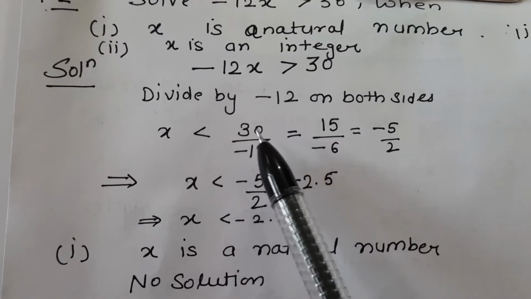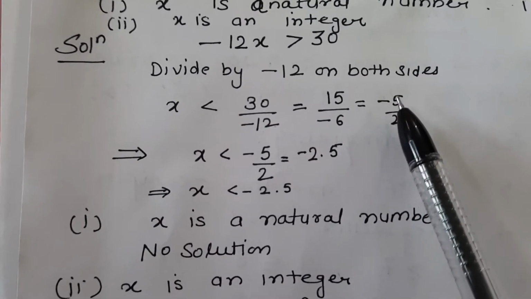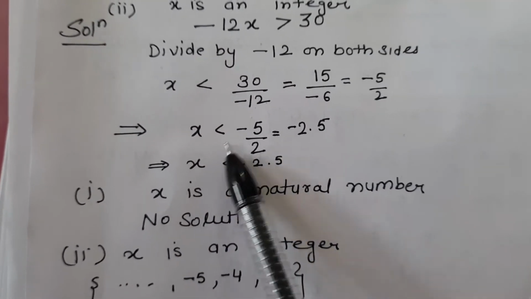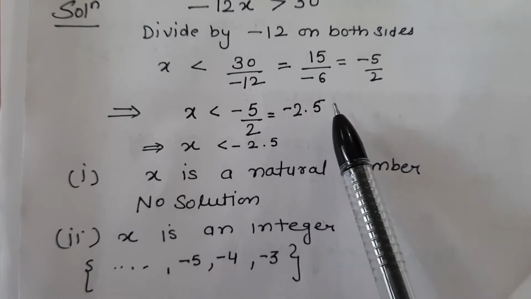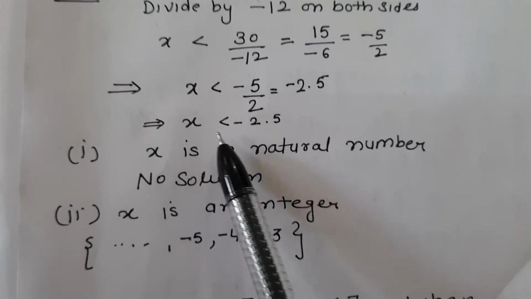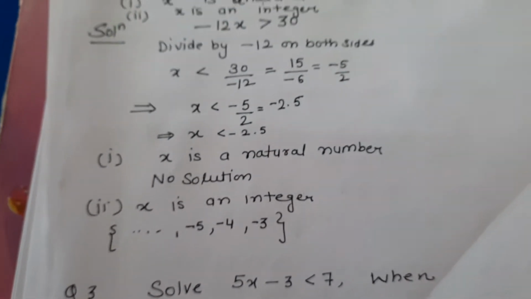So on simplification, divided by 6, we have minus 5 by 2. So x will be less than minus 5 by 2, that is minus 2.5. That means we have x is less than minus 2.5.